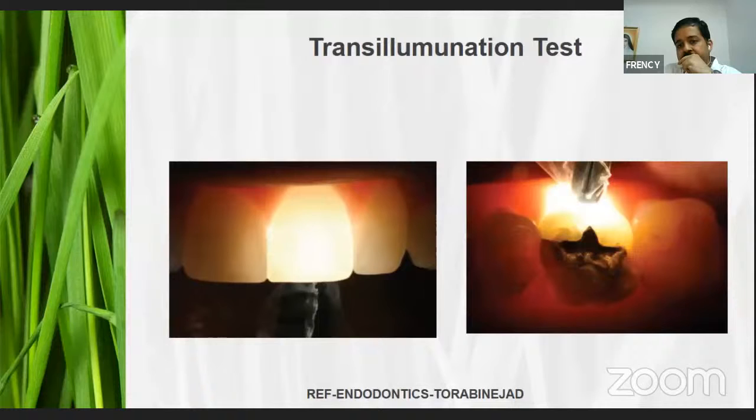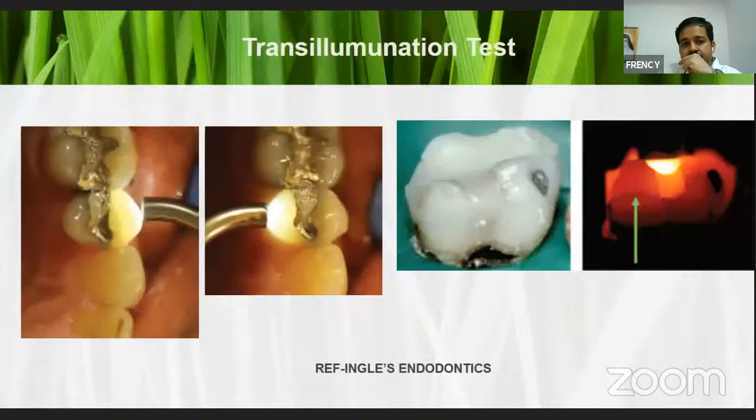So if there is a crack, the crack will not allow the light to pass from the buccal aspect to the lingual aspect. Here also you can see such cracks. So heavier amalgam restorations sometimes will come with cracks. Here also you can see, when you are illuminating from the occlusal aspect, you can see a crack.